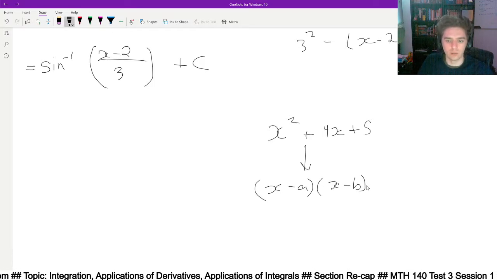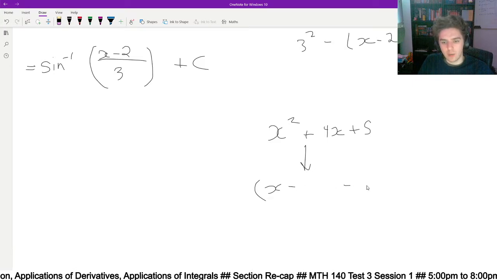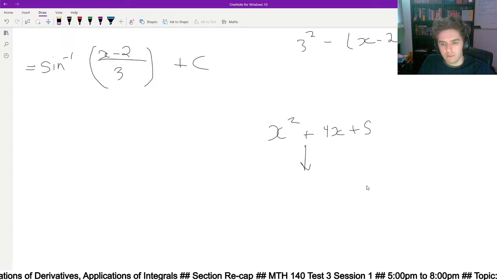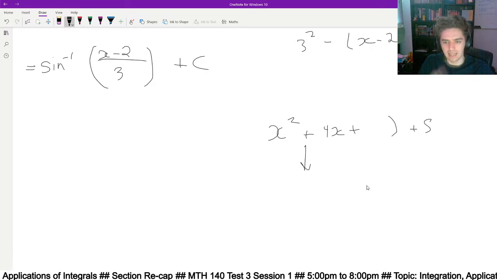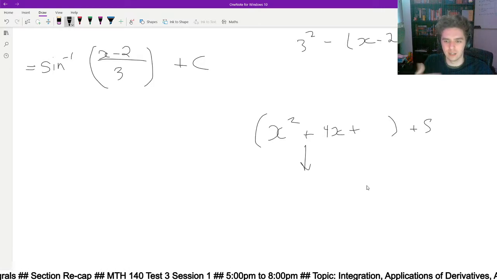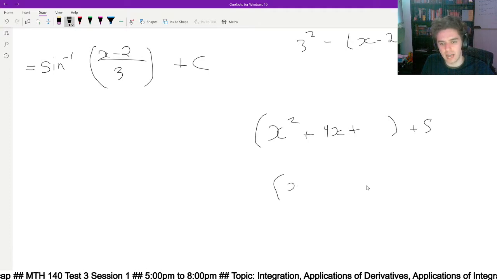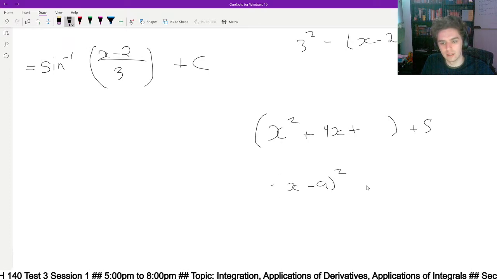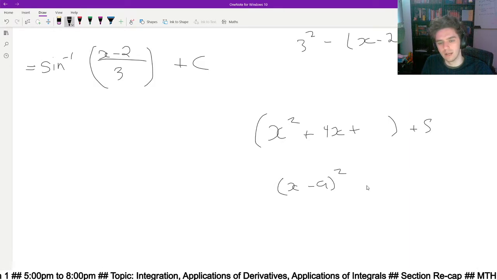We can factor it into 2 linear factors. We know that. But completing the square, what that's doing is it's saying, well, what if the constant at the end was the ideal constant to add? Specifically, the constant that would make this factor into x minus a squared, as in the 2 linear factors are the same, right? What would that be?